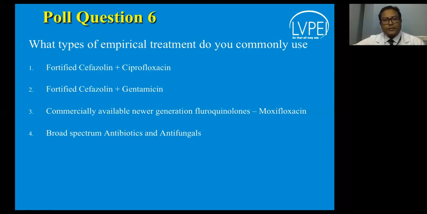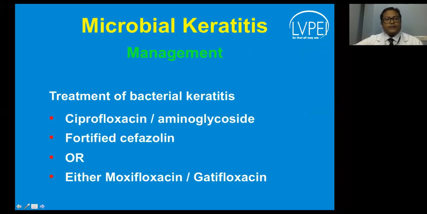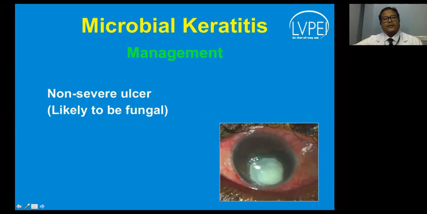Okay, so I believe there is a fair mix of our colleagues who are treating with broad spectrum antibiotics and also with the newer generation fluoroquinolones. So, in the treatment of bacterial keratitis, either one can use a fluoroquinolone or one can use an aminoglycoside with a fortified cefazolin, which would increase the spectrum until the response is arrived at or until we can get microbiology. Or one can also use the newer generation fluoroquinolones such as moxifloxacin or gatifloxacin.